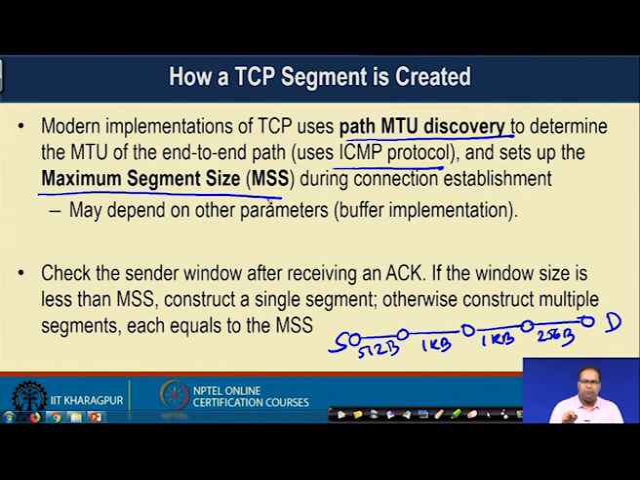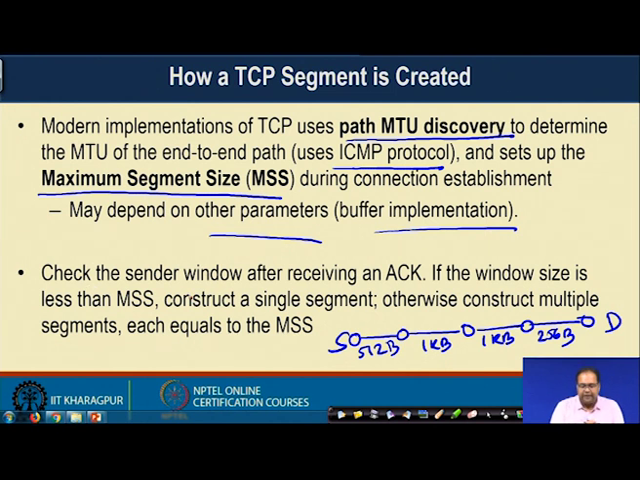During the connection establishment, by exchanging messages at the network layer and getting feedback from the network layer, it sets up the maximum segment size. This maximum segment size sometimes depends on other parameters like the buffer implementation, that is, the amount of data that your buffer can hold at one go.